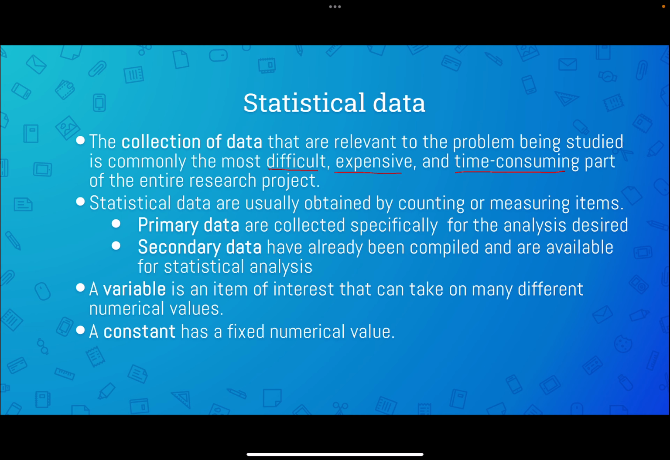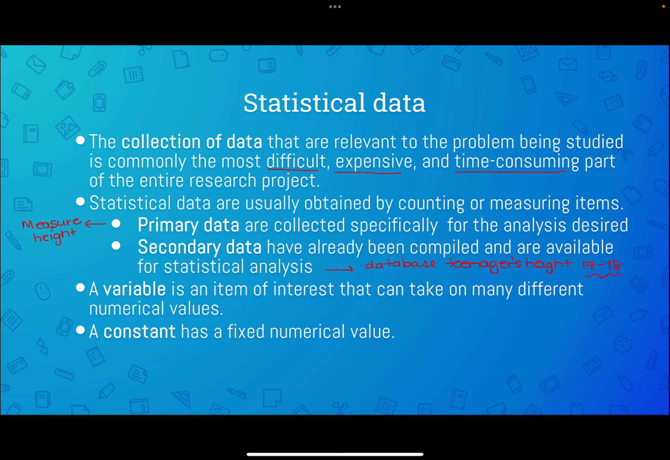Primary data is data that is collected specifically for the analysis desired. So for example, if we measure everybody's height because we want to see the average of a group's height, that will be primary data. Secondary data has already been compiled and is available for statistical analysis. So maybe there's a database for teenagers' height, Mexican teenagers' height. And we can use that, and we can, for example, just choose 17 and 18 years old height, and we can use that information.